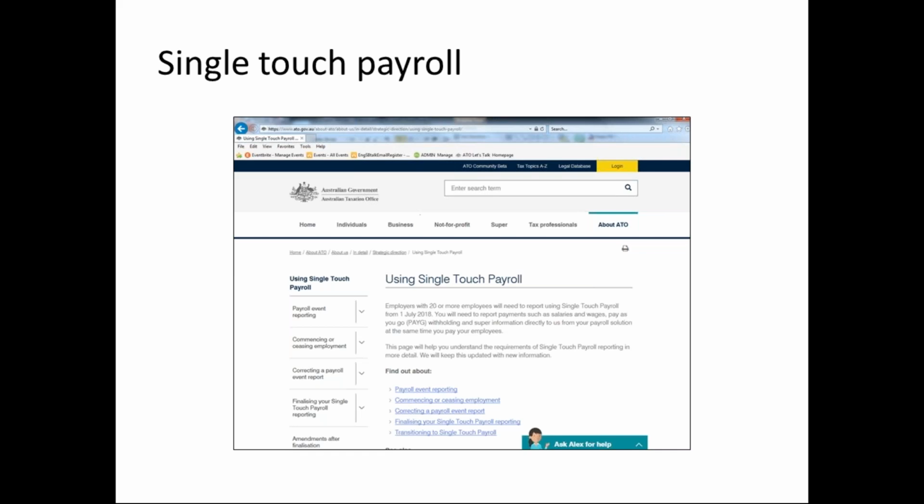The Australian government has announced that it will expand the single-touch payroll to include employers with 19 or fewer employees from the 1st of July 2019. So that's the year after. But of course, this is still subject to legislation being passed in Parliament.